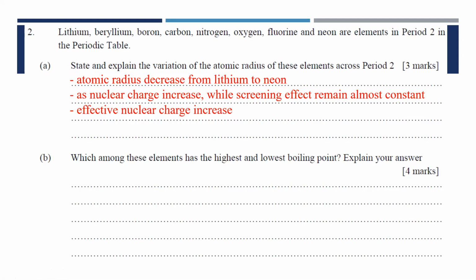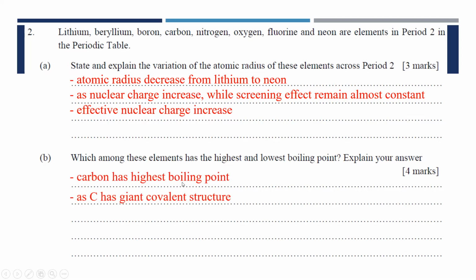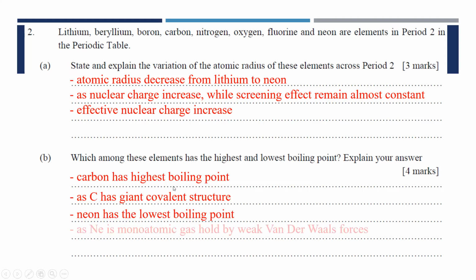Okay, B, which among the elements has the highest and lowest boiling point? Explain your answer. The one that has the highest melting point is carbon, because carbon has a giant covalent structure, whereas the lowest melting point is neon, because it is a monoatomic gas held by weak van der Waals forces. So try your best to describe neon as a monoatomic gas held by weak van der Waals forces. Okay, so that is for question number 2.